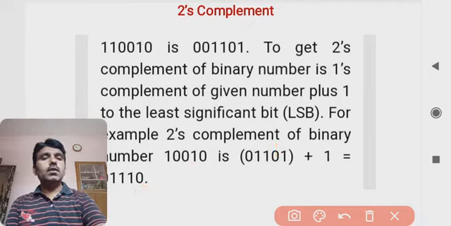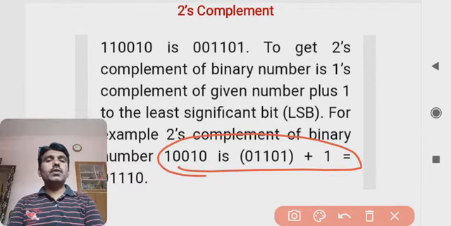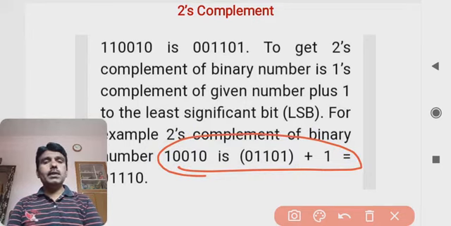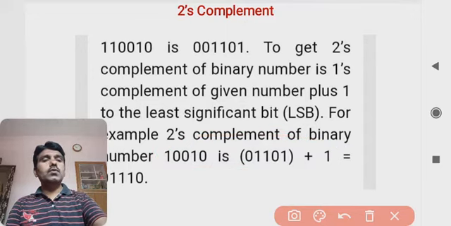So this is how you will get the two's complement. For getting the two's complement, first you have to convert that number into its one's complement. That means invert each bit, and then just add 1 to the LSB, and you will get the two's complement.